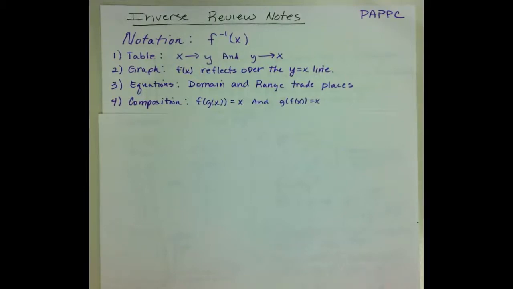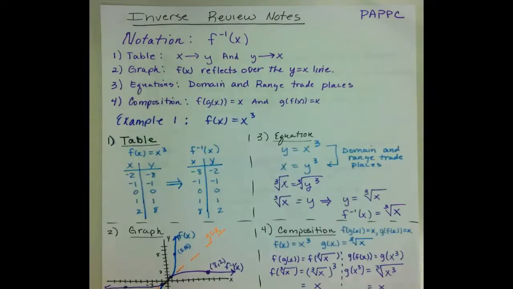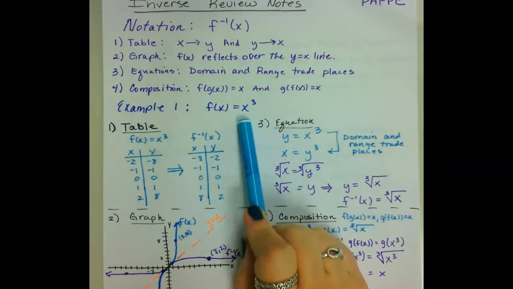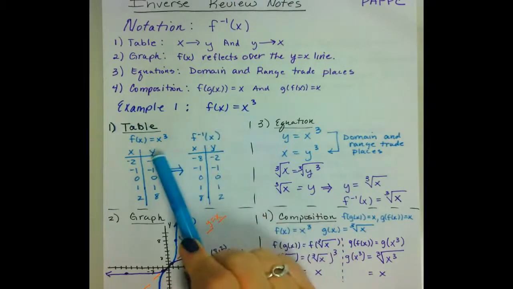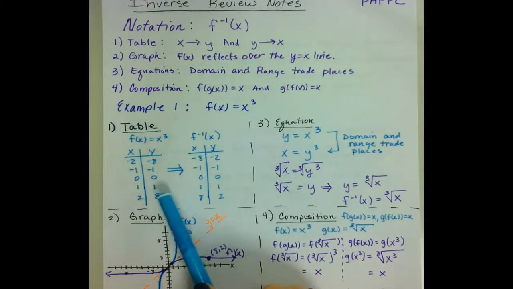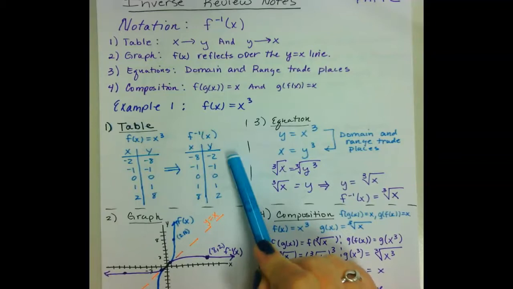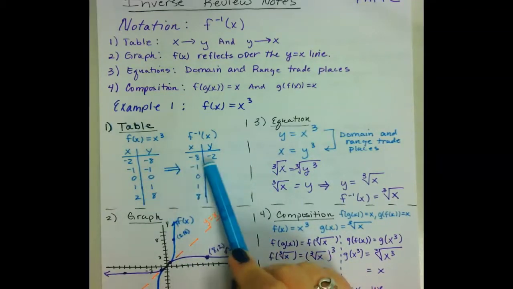So I'm going to take an example. I'm going to work through all 4 of these just so you have a little refresher. So the first one is table. So I'm going to use the equation f of x equals x cubed. So I make my table for my parent function table for x cubed, because that was the cubic function that we studied. And then I switch the domain and range, so the x's and the y's trade places. So you can see how the numbers just change from table to table.